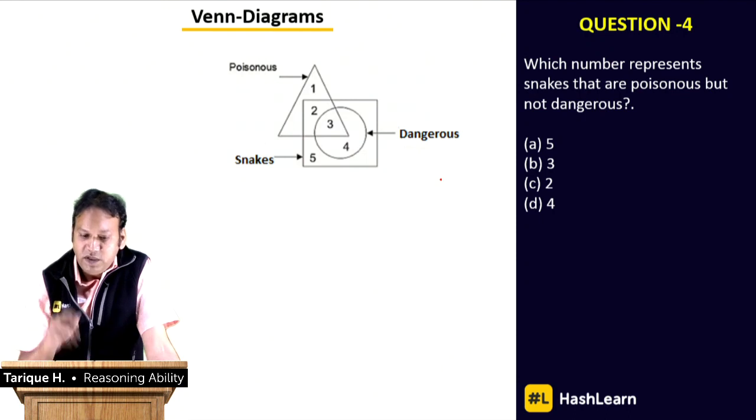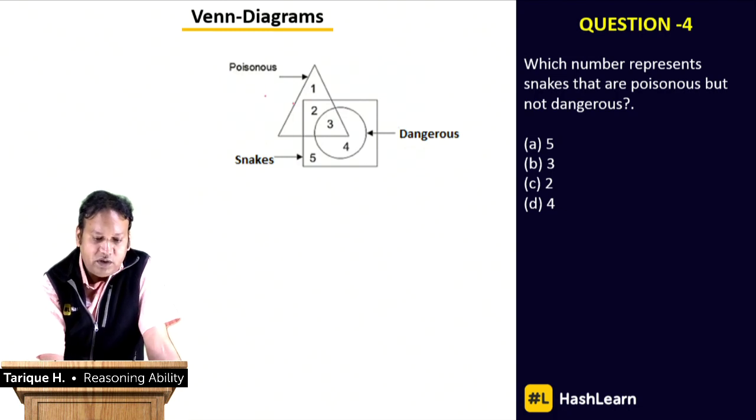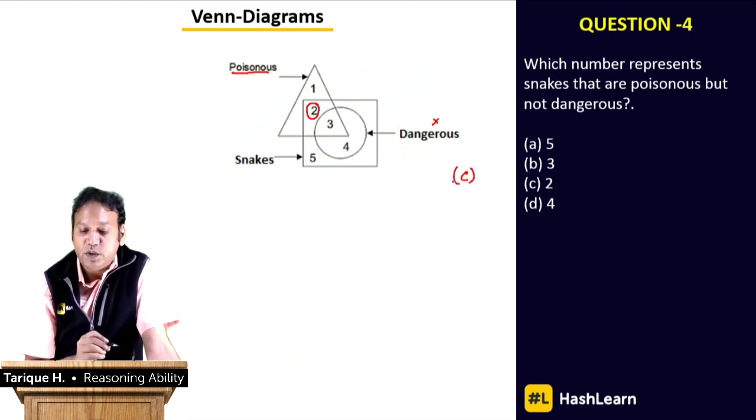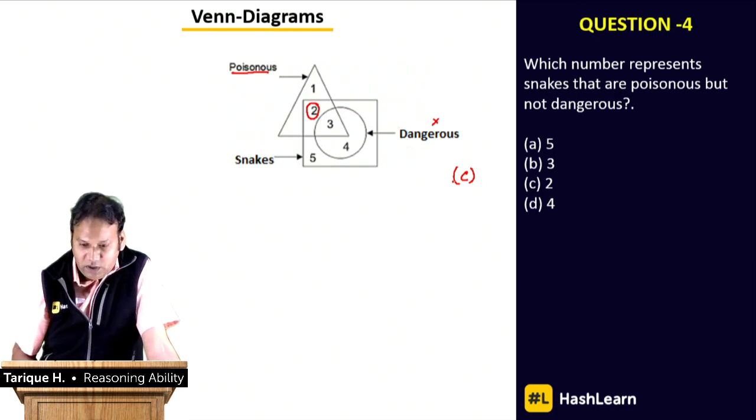Next we look at question 4. Same diagram is there. Which number represents snakes that are poisonous but not dangerous? So this time we're looking for poisonous but not dangerous. It should not be in the circle. And there are two such snakes which are poisonous but not dangerous. So the answer becomes C. A very simple question, this one. Poisonous but not dangerous.